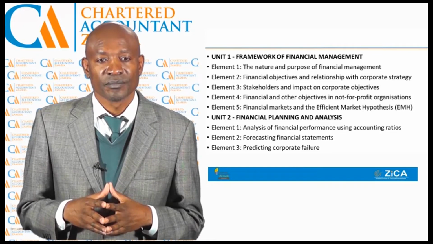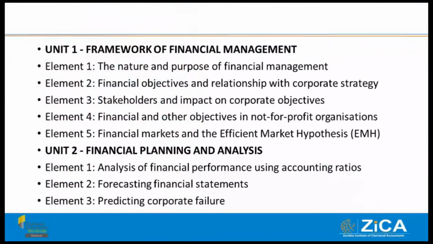Okay, so let's look at the syllabus in detail. Unit 1 covers the framework of financial management. Under the framework of financial management, we have topics such as the nature and purpose of financial management, financial objectives and how they relate to corporate strategy. We also have other topics such as objectives of not-for-profit organization. There's also Unit 2, which looks at ratio analysis and how you can predict financial statements and anticipate corporate failure.